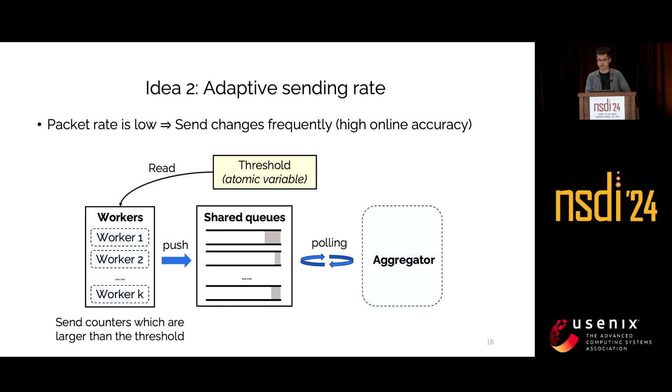To achieve the best possible online accuracy, the aggregator pulls counter updates from workers as much as possible. The aggregator also periodically measures the queue length and modifies the threshold. When the queue length is small, the aggregator will decrease the threshold to receive more frequent counter updates and achieve a higher online accuracy.